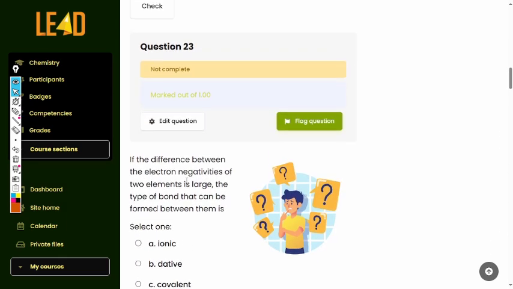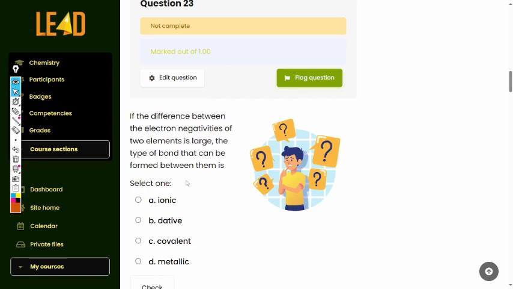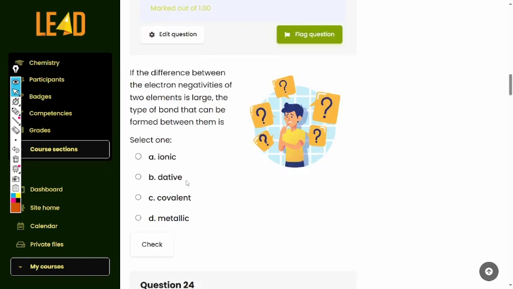23. If the difference between the electronegativities of two elements is large, the type of bond that can be formed between them is... okay, so if we have a very large electronegativity difference, we're going to get an ionic compound. But the lower the difference gets, as it approaches 0, then we get a covalent compound. So the correct answer here is A, ionic compound.